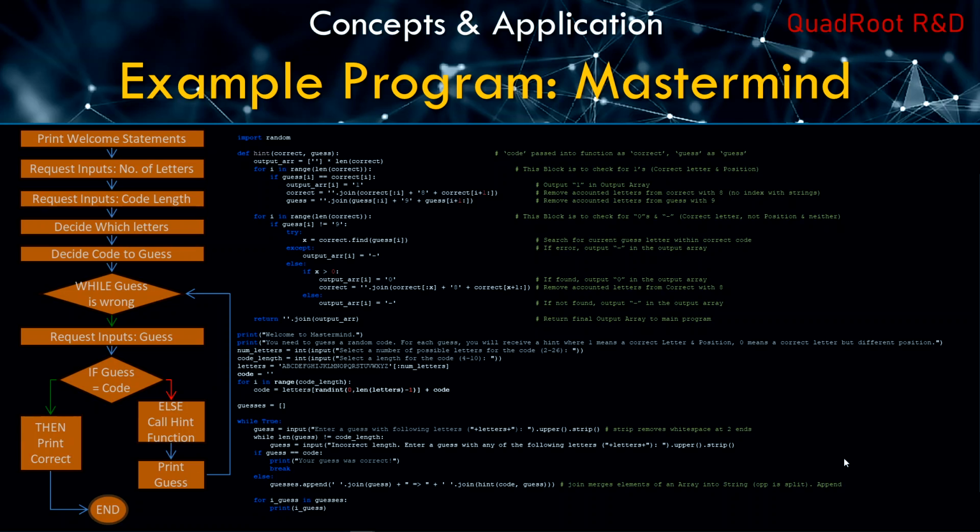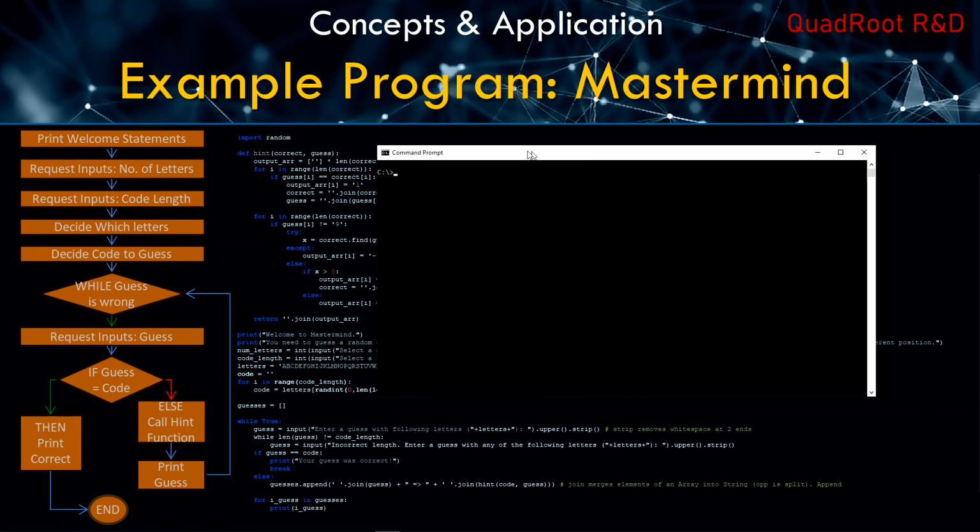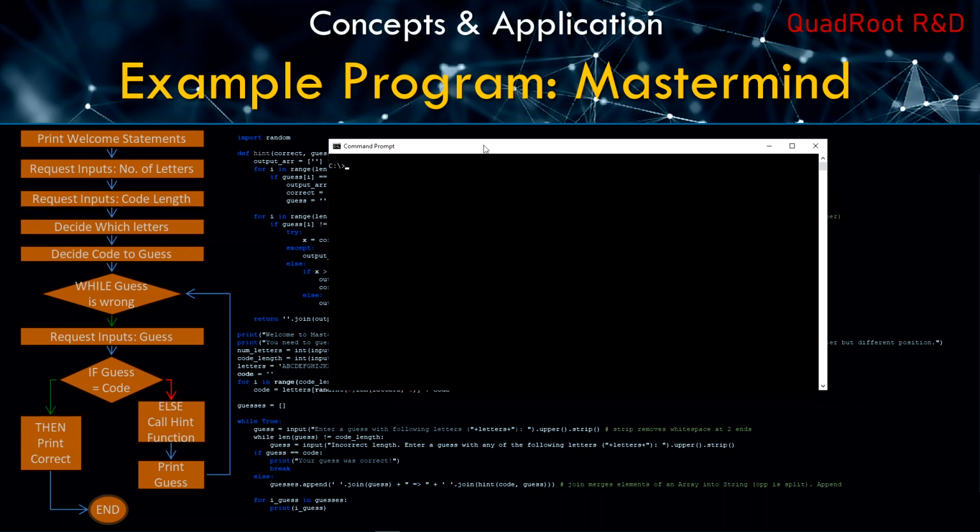So let's see how this works. I've written the program and saved it as a .py file, which is a Python file. And since I've got Python installed, I can run it from command prompt. I've stored it in my C colon. So I just named the program mastermind.py. And I execute it.